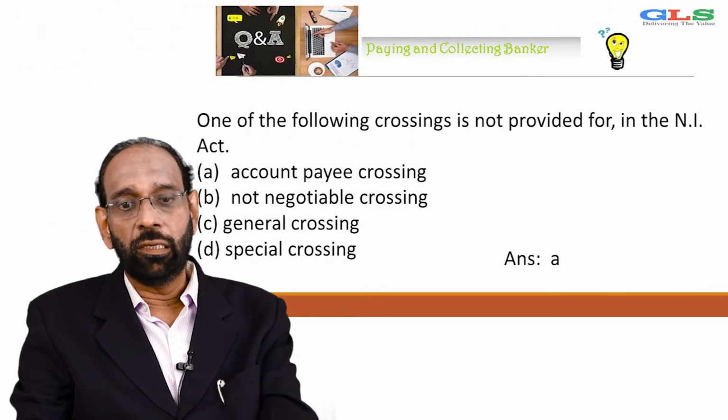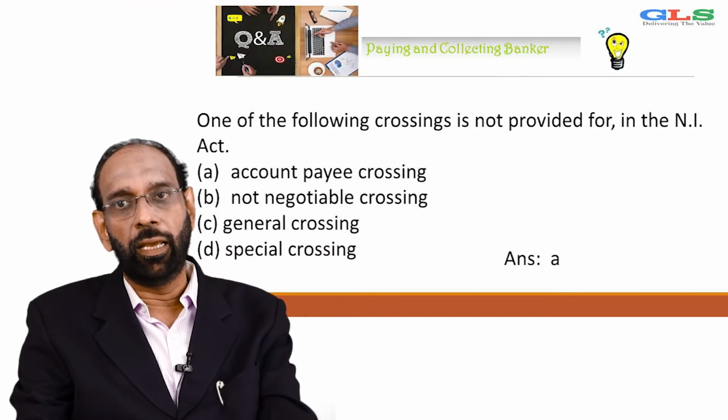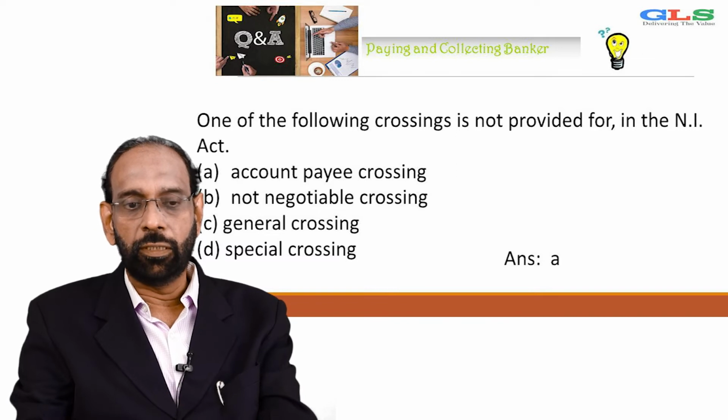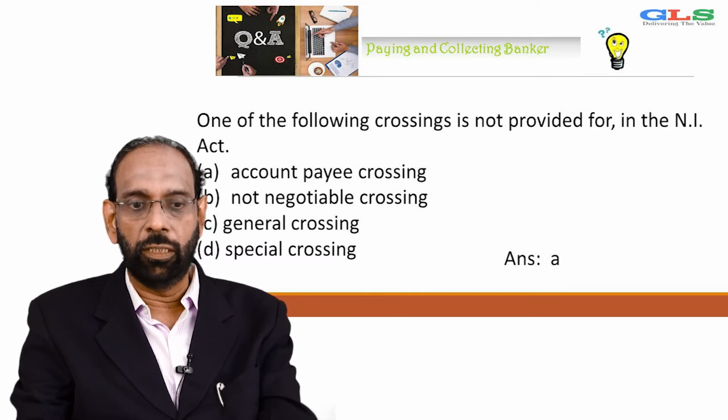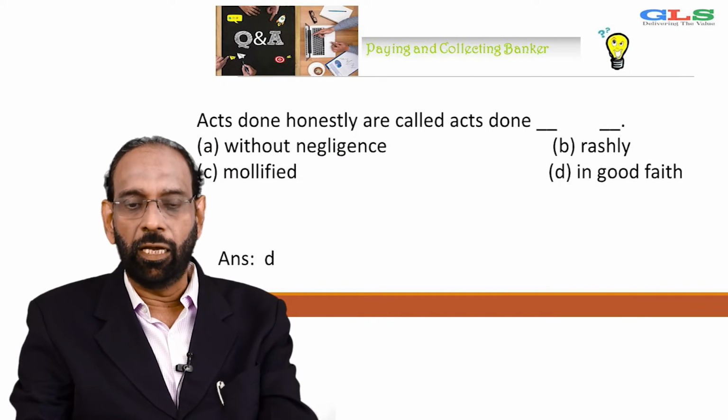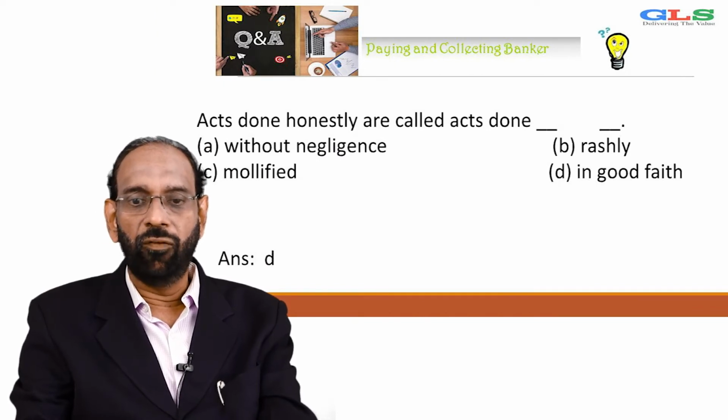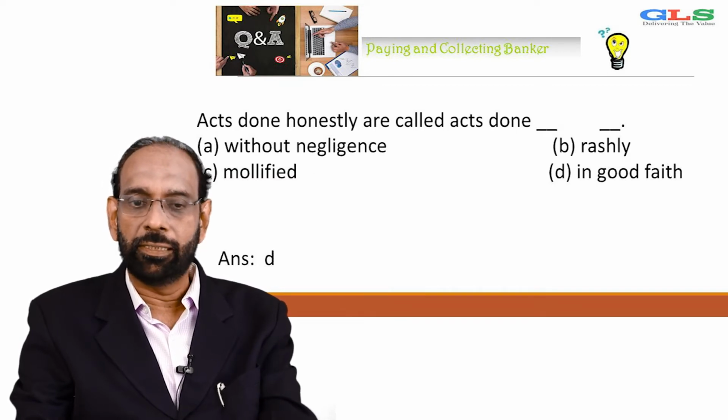One of the following crossing is not provided for in the NI Act. Account payee crossing, not negotiable crossing, general crossing, special crossing. Answer is A, that is account payee crossing. Acts done honestly are called as acts done without negligence, rashly, mollified, in good faith. Answer is D, that is acts done honestly are called acts done in good faith.